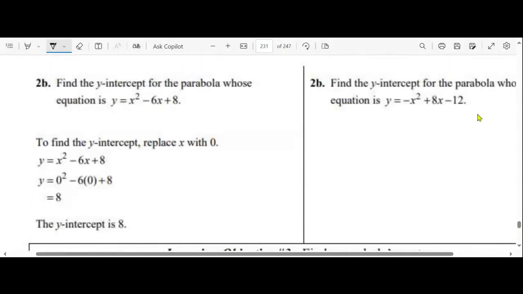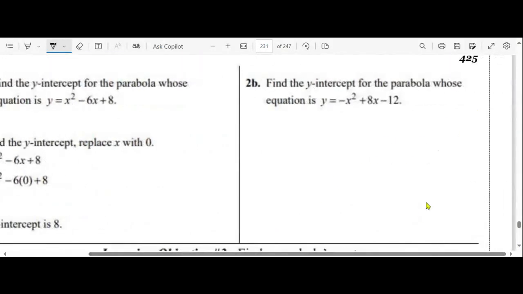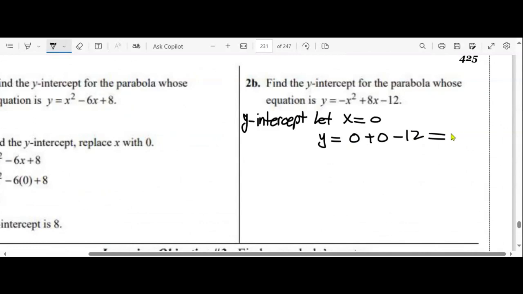Let's go to this one here. Read the problem. Find the y-intercept for the parabola whose equation is y equals -x squared plus 8x minus 12. To find the y-intercept, let x equal what? 0. So y equals what? What do you think y will be? It's equal how much? So what is your point now? Is this clear?